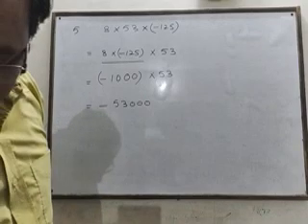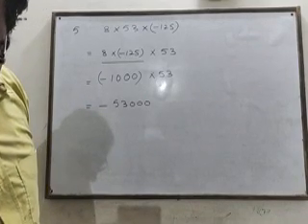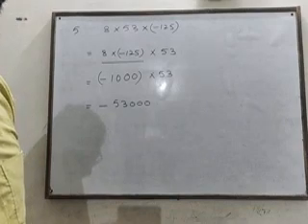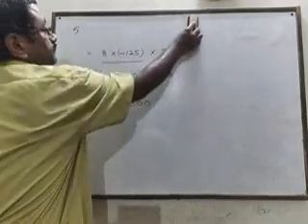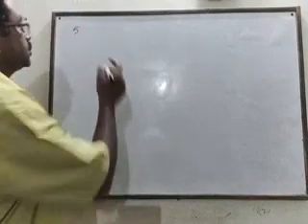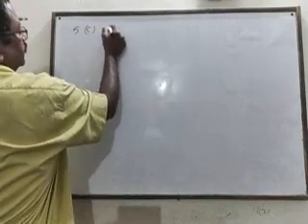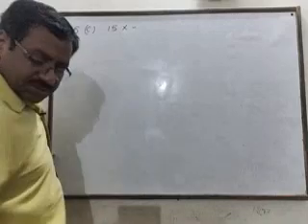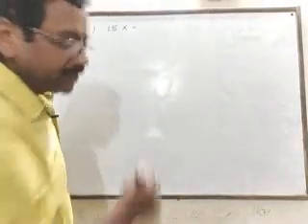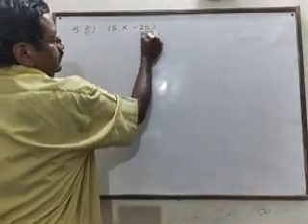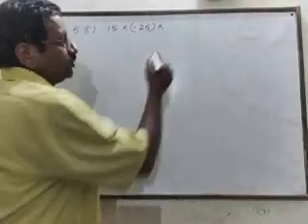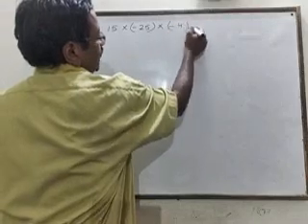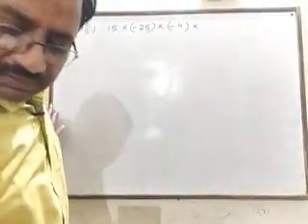Next is 15 multiplied by -25 multiplied by -4 multiplied by -10. C part: 15 multiplied by -25 multiplied by -4 multiplied by -10.